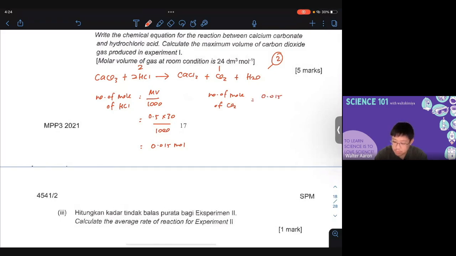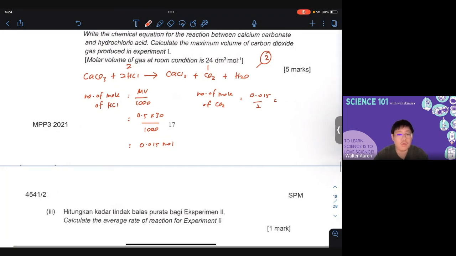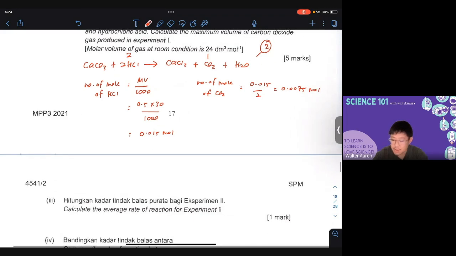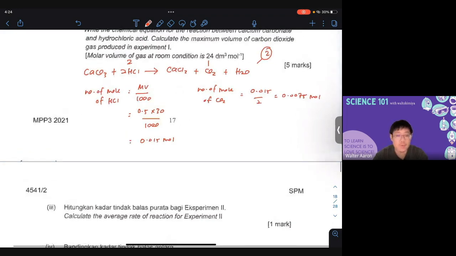So it's 0.015 divided by 2. Then you will get 0.0075 mole of carbon dioxide. Then you multiply it with the molar volume at RTP. So the maximum volume of CO2 you can get will be 0.0075 multiplied by 24 dm cubed.